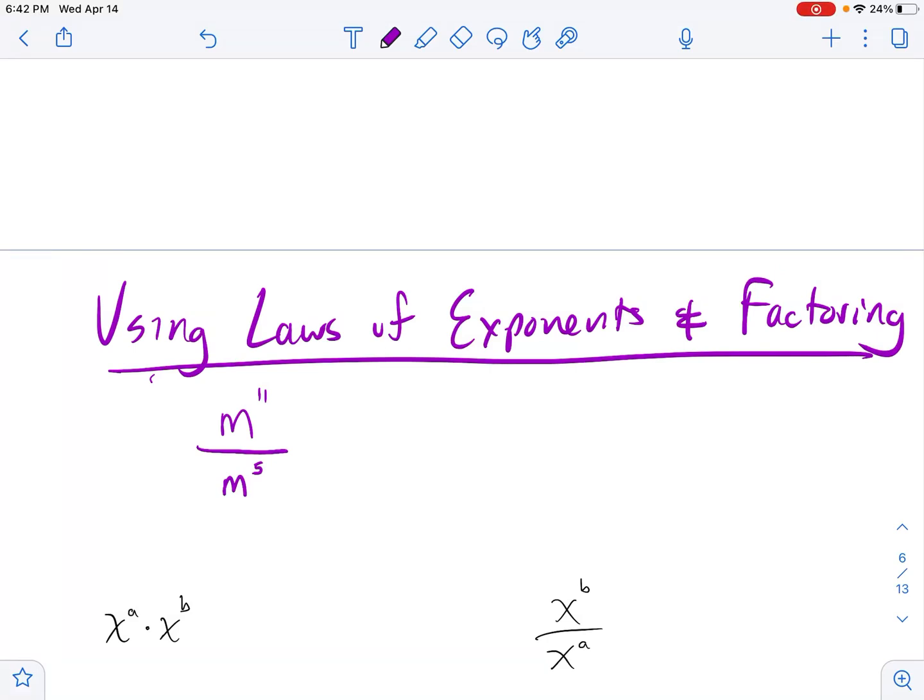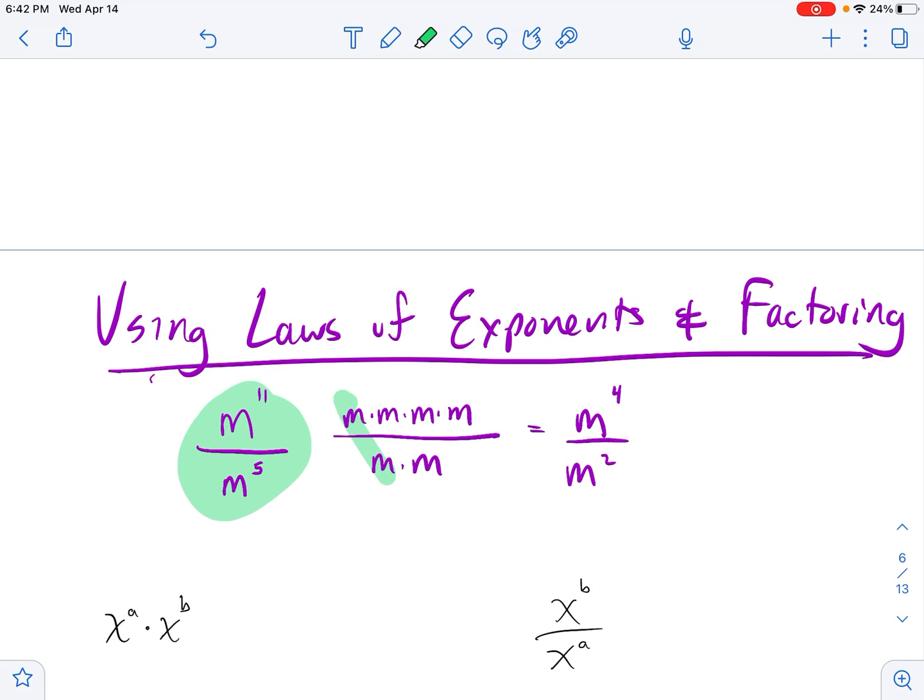As we continue to work with simplifying rational algebraic expressions, the first method of simplification we're going to use is based on the law of exponents. So looking at this example of m to the 11th over m to the 5th, we're aware that there's probably some canceling going on. I hope that we're thinking this is all a product. This is like an m times an m times an m times an m, blah, blah, blah, blah, all over 5 m's, right? Now, what I just exemplified here was m to the 4th over m squared.